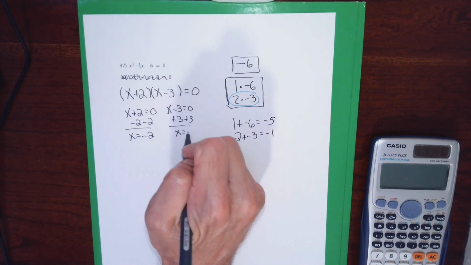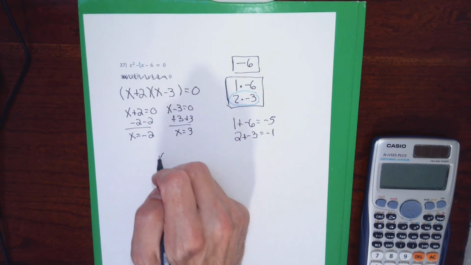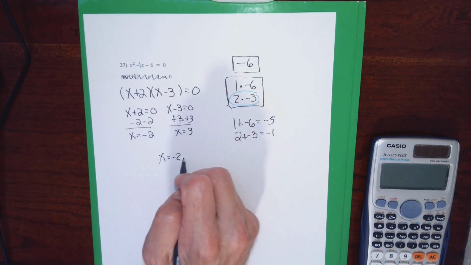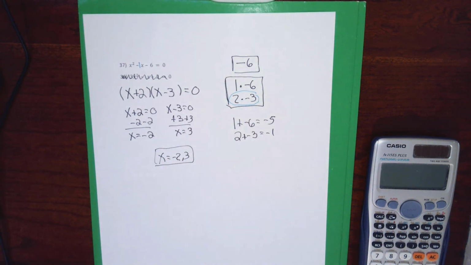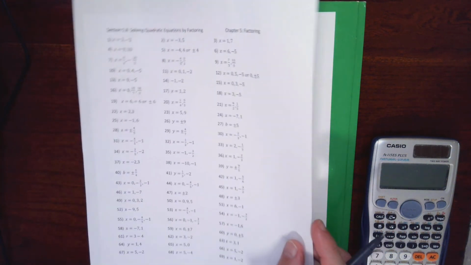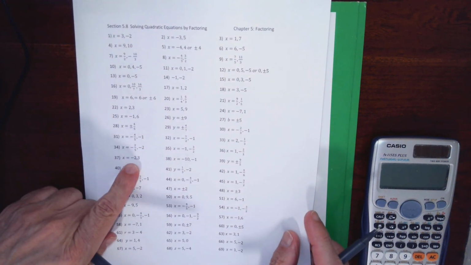I can check, but boy, my videos would be hours, and I try to make them more bearable than I have been. So 37, negative 2 and 3.